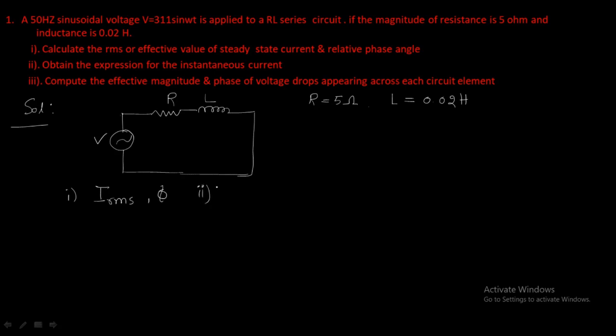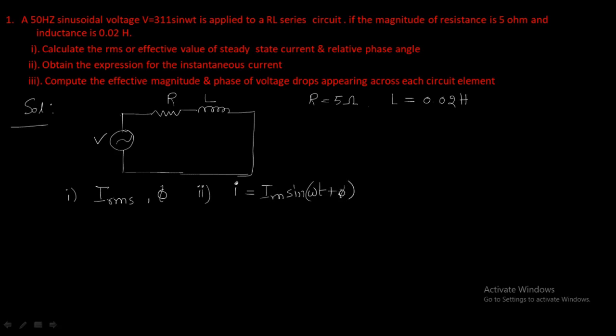What about the second? Obtain the expression for the instantaneous current. He is asking to find out the instantaneous current i. That means it is like this: Im sin omega t, plus or minus some phase angle if any is there.